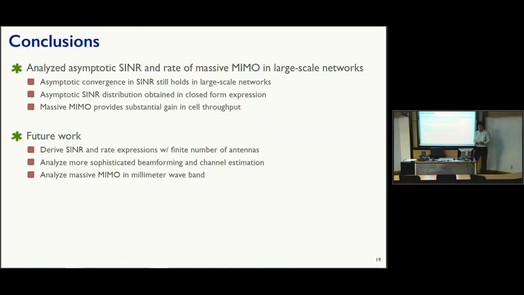To conclude, here we propose a stochastic geometry framework to analyze the asymptotic SNR and rate, and we derived closed form expressions for the SNR and rate distributions. By numerical results, we show that massive MIMO can provide large gains in cell throughput. For future work, we want to derive the SNR and rate distributions with a finite number of antennas. We also want to analyze more sophisticated beamforming schemes, and look at massive MIMO at higher frequencies, like millimeter wave.